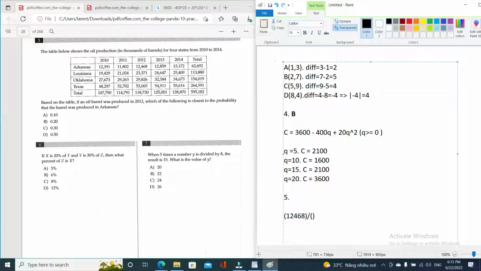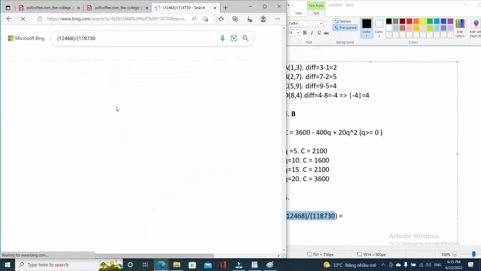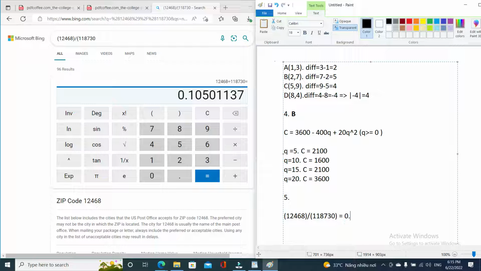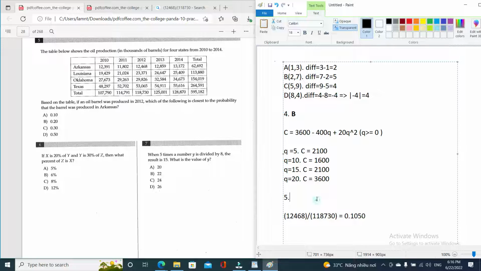Which is 180,730, and that is 0.105. So which answer is the best fit? It should be A, right? Should be A.